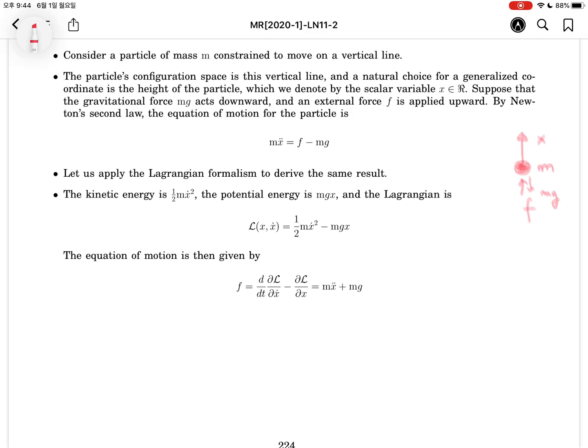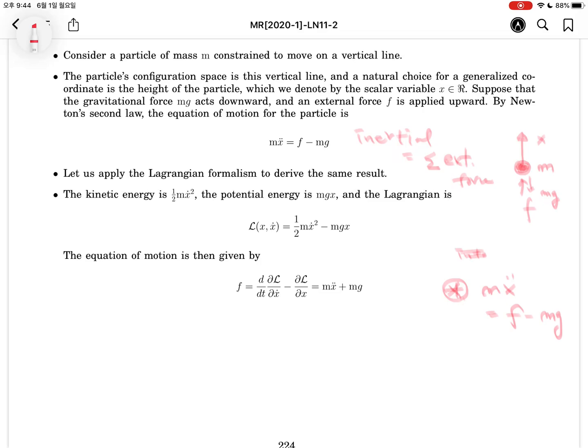So by using Newton's second law, the inertial force is equal to the sum of external forces. In here, the inertial force will be m x double dot, equal to the external force, which is composed of two terms: F minus mg, because we choose the generalized coordinate x going upward. This is Newton's second law.